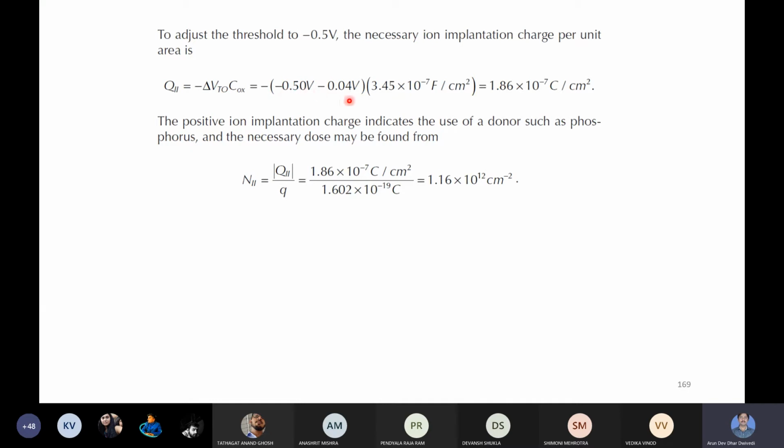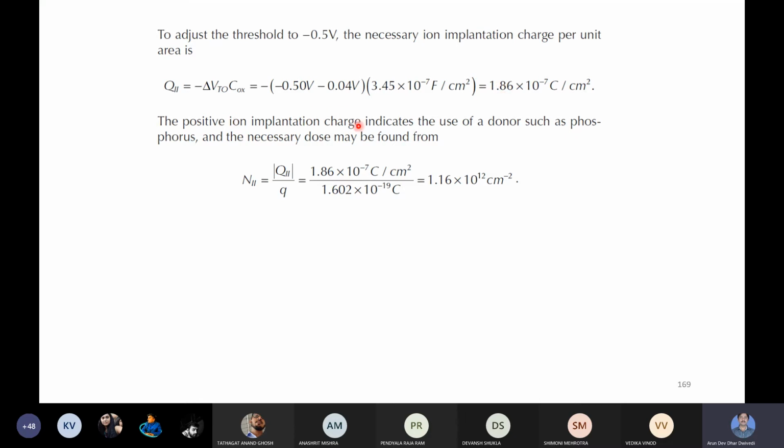0.5 volt, and it is coming 0.04 volt. So minus 0.5 volt minus 0.04 volt, and then Cox is already calculated, 3.45 × 10^-7 farad per centimeter square. Multiplying everything, it is coming 1.86 × 10^-7 coulomb per centimeter square. This much implantation is required. This much ion should be implanted. So the value is coming positive.